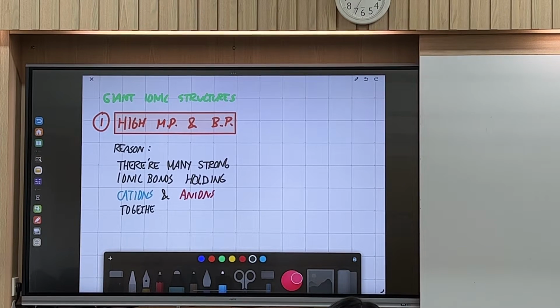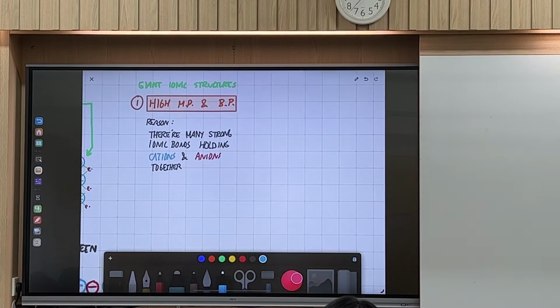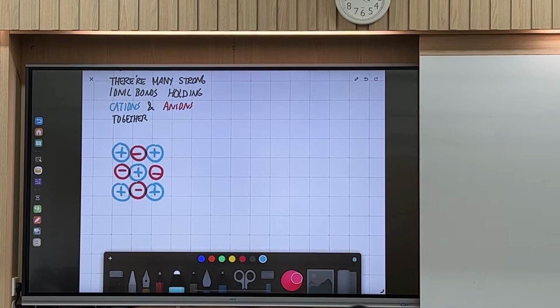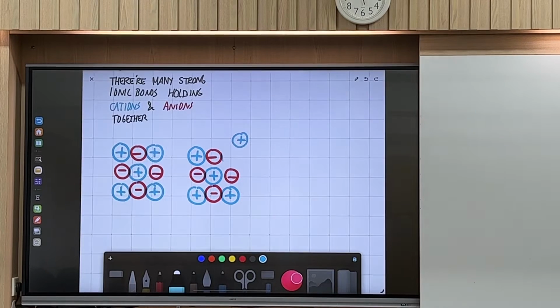That will mean it takes a lot of effort to separate them. So you can draw this. Draw these positive ions and negative ions in here. In order to melt something, we need to separate the ions from one another. For example, if you want to melt this structure, you want to move one of the ions away from the rest, right? So you want to move this positive ion away.